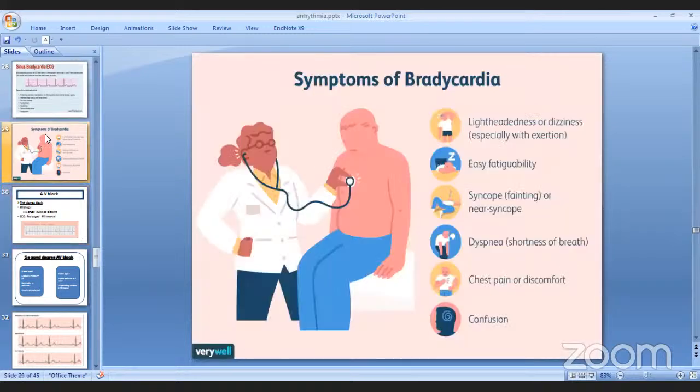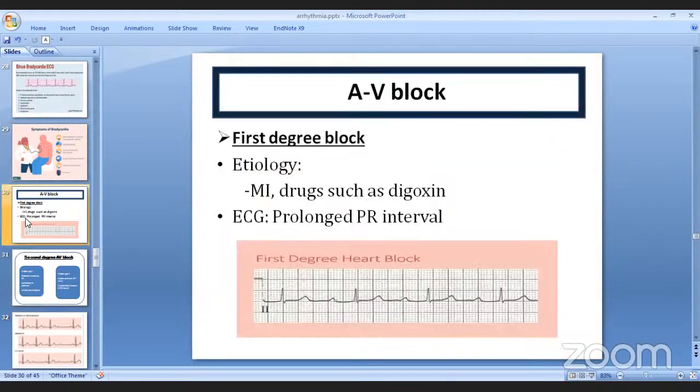Symptoms of bradycardia: obviously the heart rate decreases, so cardiac output also decreases. When cardiac output decreases, the person is going to feel lightheadedness and dizziness, especially with exertion. That's why there is easy fatigability. Blood doesn't reach enough, so this can cause syncope. Blood doesn't reach the brain. There can be dyspnea, chest pain and discomfort, and confusion too, right? So this is about sinus bradycardia.